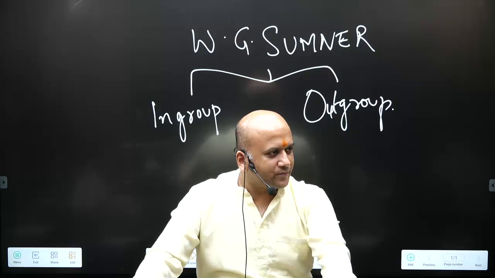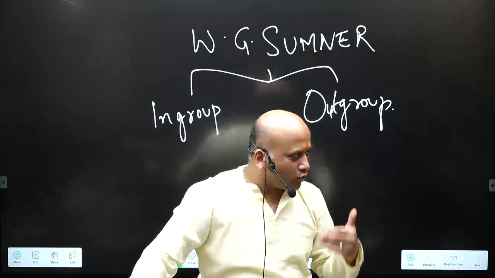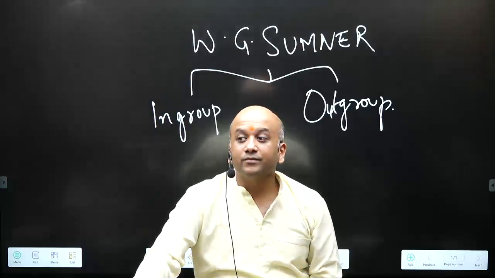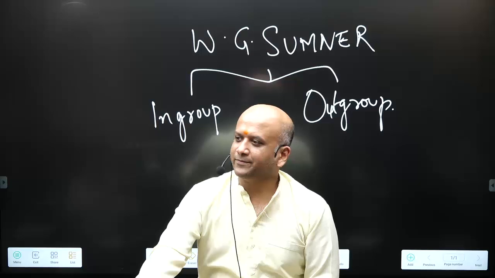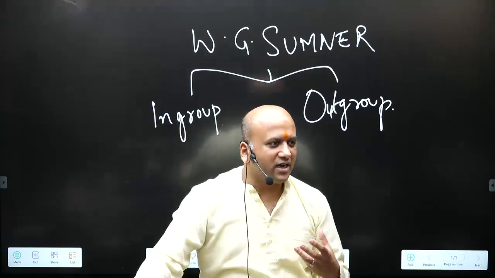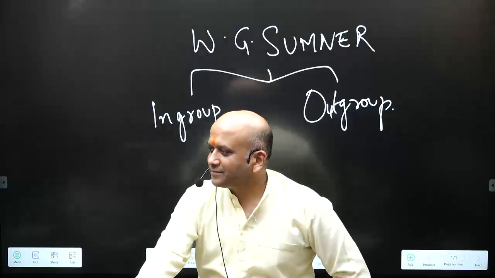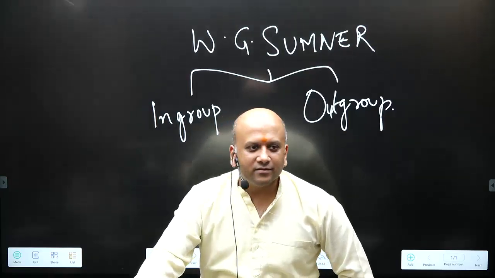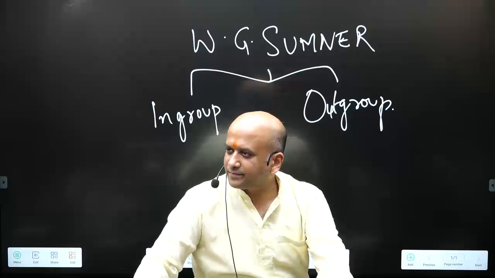An out-group, on the other hand, is a social group towards which an individual has a strong sense of hostility, animosity. Are you with me? Aversion, yeah, hatred, if you will. That's a very strong word. Then, for that individual, that grouping is an out-group. Clear?